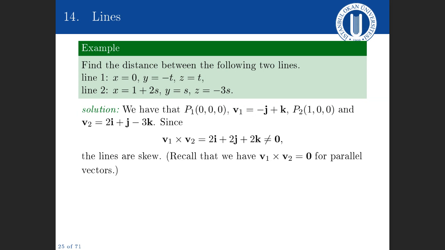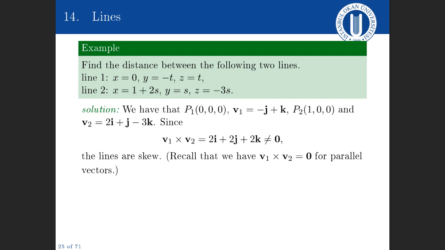And then I'm going to tell you that these two lines do not intersect. That would normally be the first thing we would check, but I'm just going to tell you that these two lines do not intersect. The next step is to calculate V1 cross V2. And I'll leave it for you to check that the answer is 2i plus 2j plus 2k. That's not the 0 vector. Because V1 cross V2 is not the 0 vector, we know that these two lines must be skew lines.